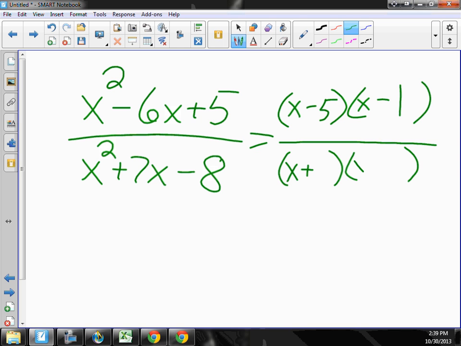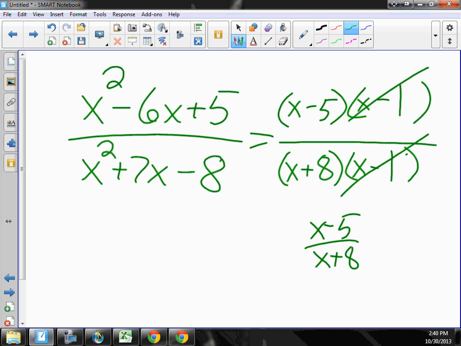x plus and x minus. So plus 8 minus 1. Do they share any factors? x minus 1 and x minus 1. So the answer is x minus 5 over x plus 8. So we have simplified that fraction by finding common factors. Pretty simple. Let's do one that's a little bit easier.